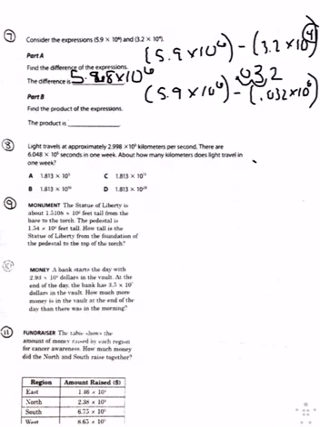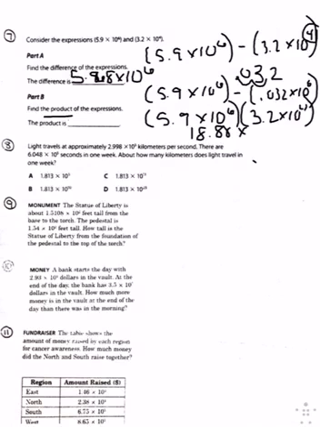Part B, it says find the product. Product means multiply. So I want to multiply 5.9 times 10 to the 6th times 3.2 times 10 to the 4th. I multiply the decimals, 5.9 times 3.2, and I get 18.88. And I add the exponents, 6 plus 4 is 10. I move the decimal up one place, so my answer is 1.888 times 10 to the 11th power.